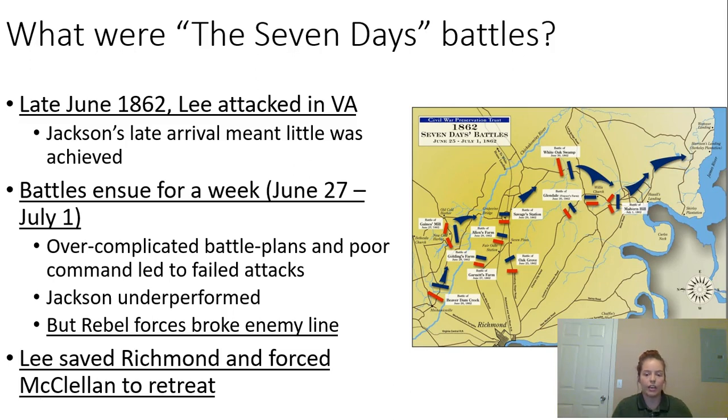and there's a lot of overcomplicated battle plans, and because they are so complicated, we have poor command and poor attacks by the Confederacy. And with this, Jackson's also going to underperform, and if the plans were simplified, it would have been easier. We might have had a different outcome, but the rebel forces are able to break through enemy lines. And so Lee's able to save Richmond, and he forces McClellan to retreat.